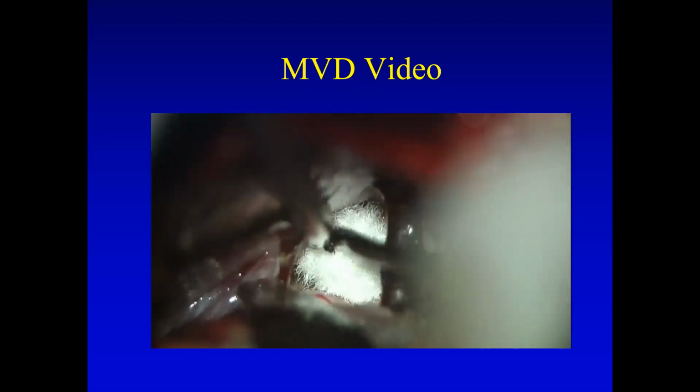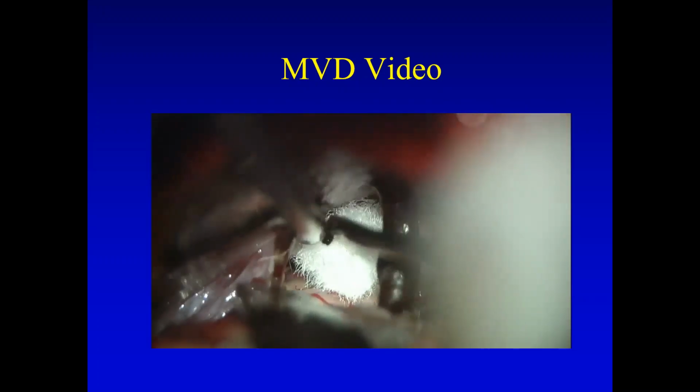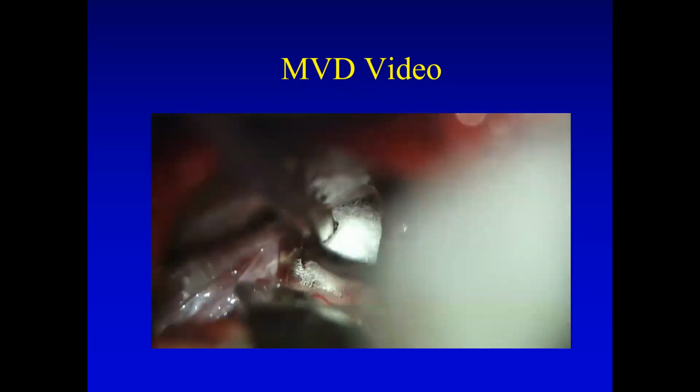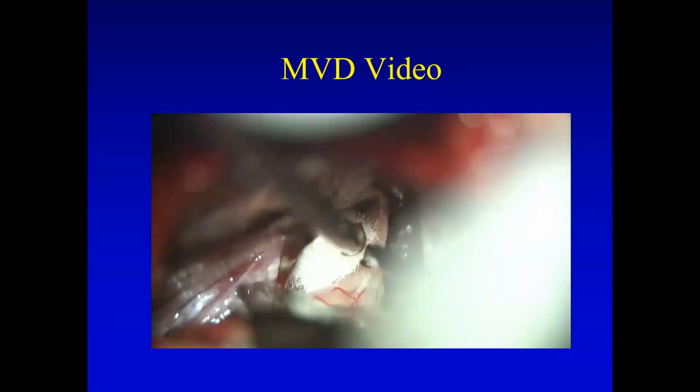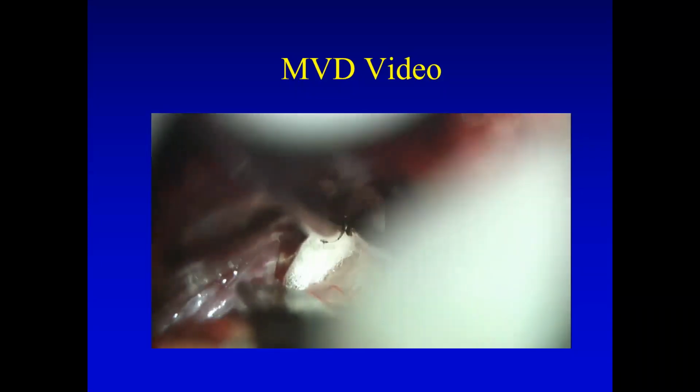Once you get the blood vessel off of the nerve, then the nerve actually has a chance to heal and recover, and that's what alleviates the pain as well. So we're tucking the cushion in between the nerve and the blood vessel, and it decompresses the nerve.